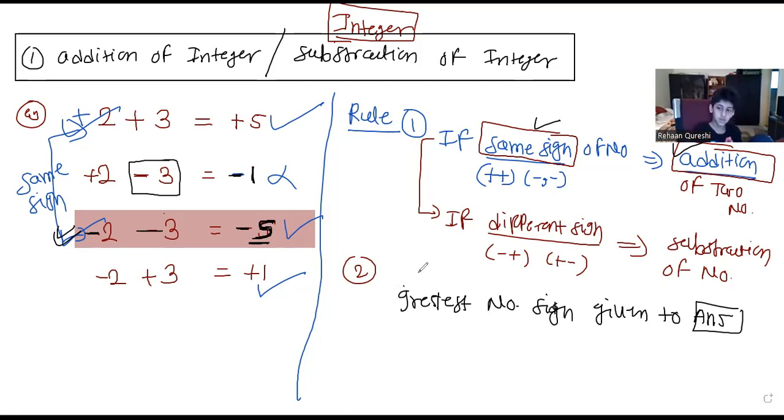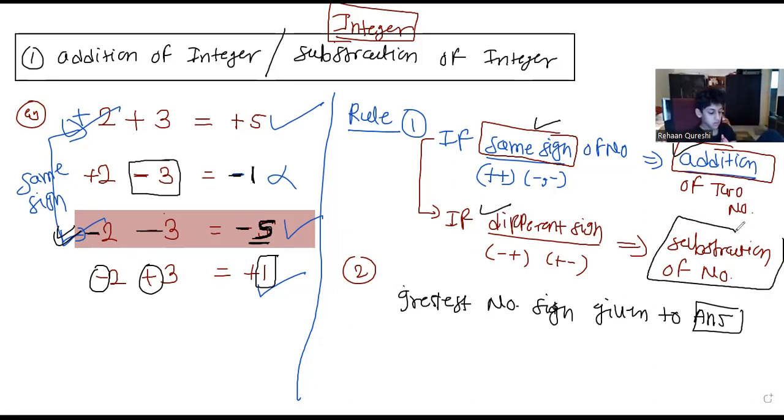3 has the greatest sign, positive, so that's why the answer is positive. And why are we subtracting these two terms? Why are we writing 1 here? Sir, because -2 is 2 below 0, and when you add 3 to it, it becomes 1. These two numbers have different signs, plus and minus. When different signs happen, we subtract the numbers. So the subtraction between these two numbers is 3 minus 2, that is 1.